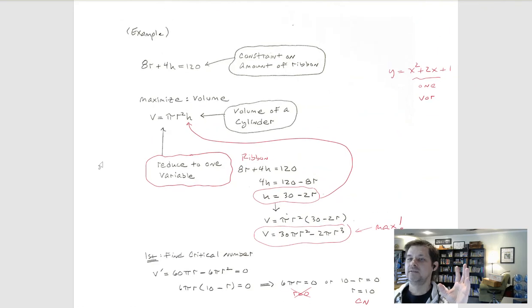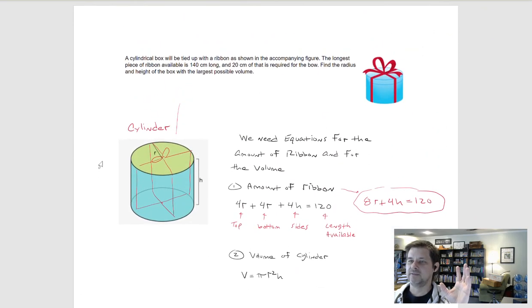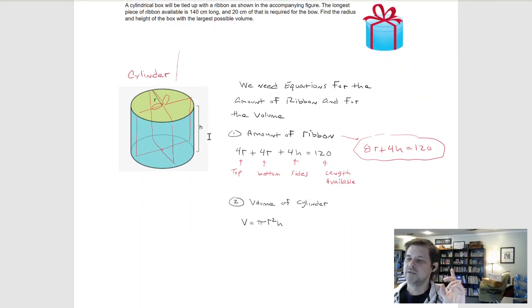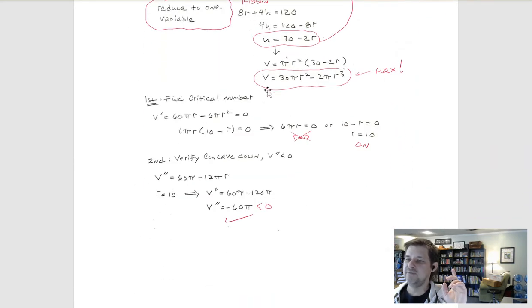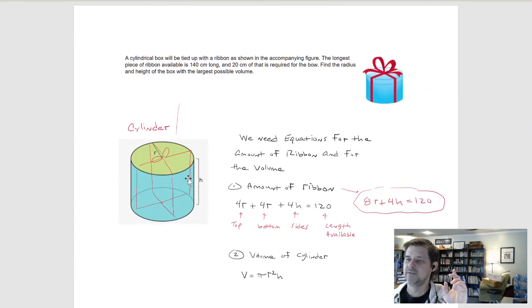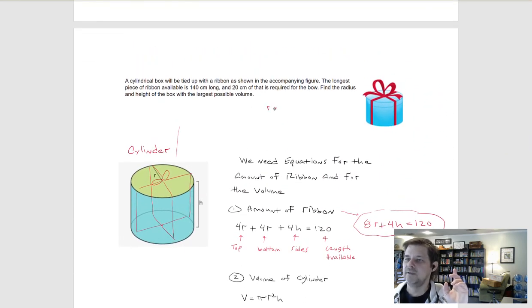All right, so let's give a formal statement of our answer. The question was, find the radius and height of the box with the largest possible volume. Okay, so to get the volume, V, to be a maximum, you need R to be 10, okay? All right, so let's write that down. R equals radius equals 10 centimeters, because those were the units of measurement, for max volume.